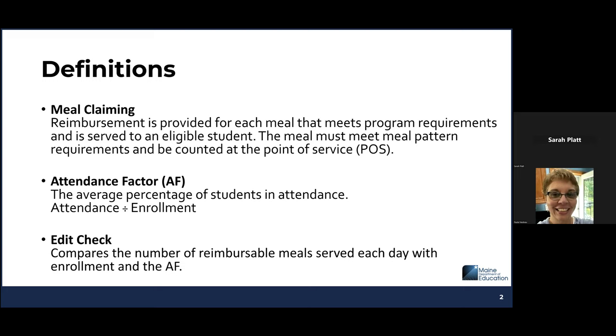Attendance factor. This is the average percentage of students in attendance on any given day or any given time frame. It is calculated by attendance divided by enrollment. And edit check. The edit check compares the number of reimbursable meals served each day with enrollment and attendance adjusted enrollment, or attendance factor.